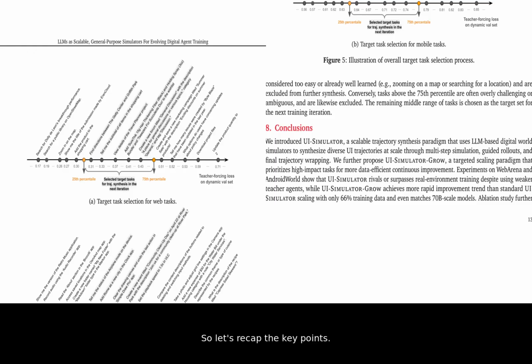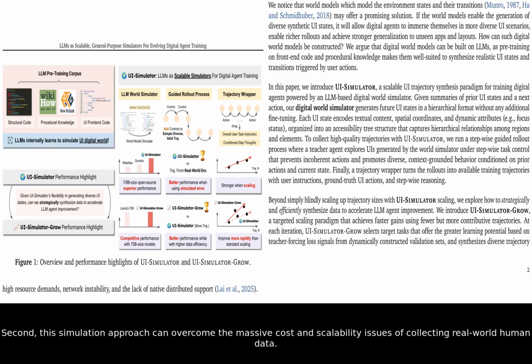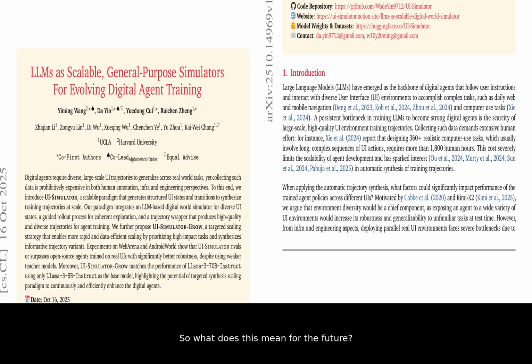So let's recap the key points. First, researchers have shown that LLMs can act as effective simulators for digital worlds, generating training data for AI agents. Second, this simulation approach can overcome the massive cost and scalability issues of collecting real-world human data. And third, by strategically targeting which data to generate, the UI Simulator Grow method makes the agent's learning process dramatically more efficient.